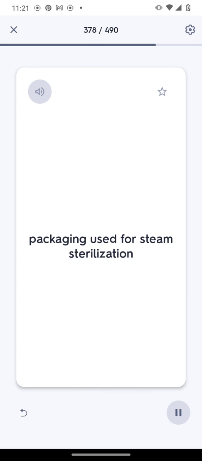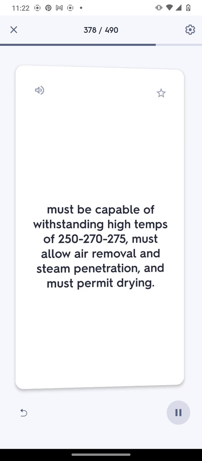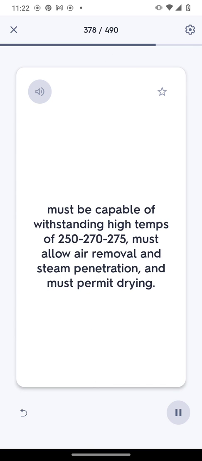Packaging used for steam sterilization must be capable of withstanding high temperatures of 250, 270, 275 degrees, must allow air removal and steam penetration, and must permit drying.